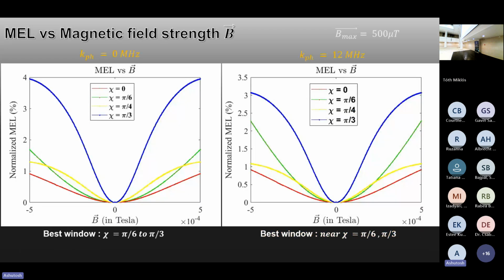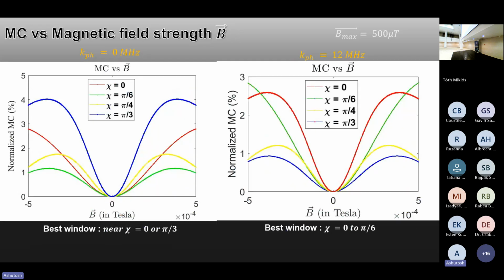So yeah, I extracted the MEL with magnetic field strength. Here we try to find out the window, the best window in which the performance of this device can be enhanced. We found that for normalized magnetoelectroluminescence, when there is no decoherence present in the system, the best window is from pi by 6 to pi by 3. Similarly, we introduced realistic decoherence rates attributed to the AlQ3 molecule, and we find the best window to be near pi by 6 and near pi by 3. That is where the selectivity should be biased in order to achieve maximum strength.